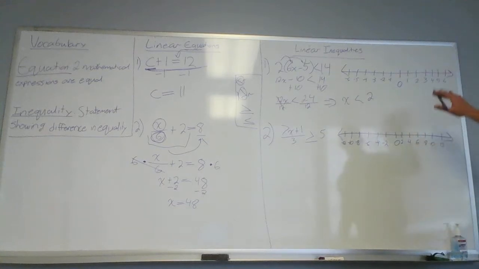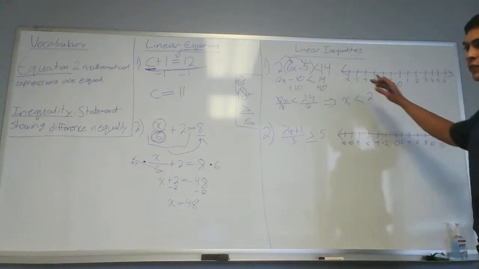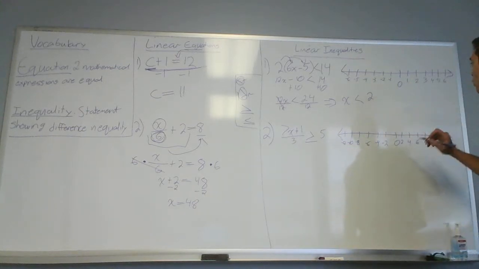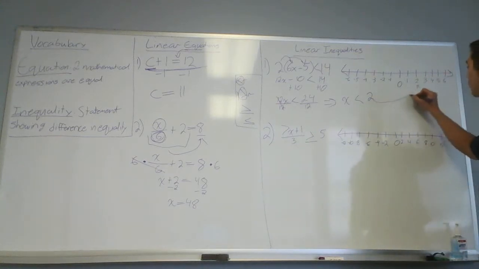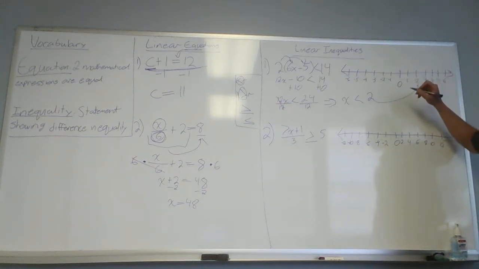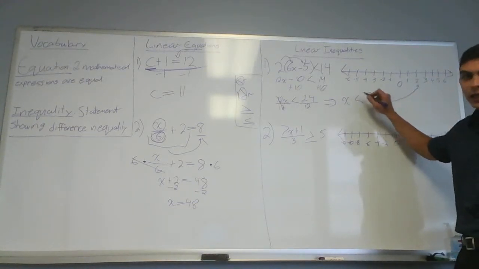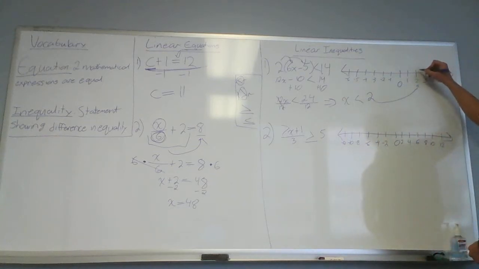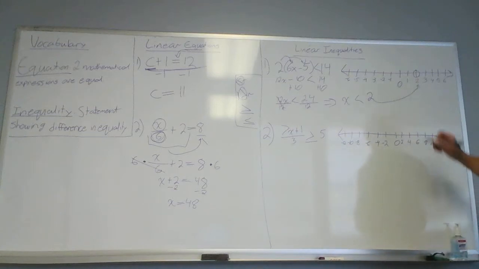So we have our number line here. On both sides of the 0, we have negative integers and positive integers. So if x is less than 2, 2 is where we're going to start our graph of the number line. Now because this symbol right here is less than and not less than or equal to, that means we draw an open circle on the 2 value.